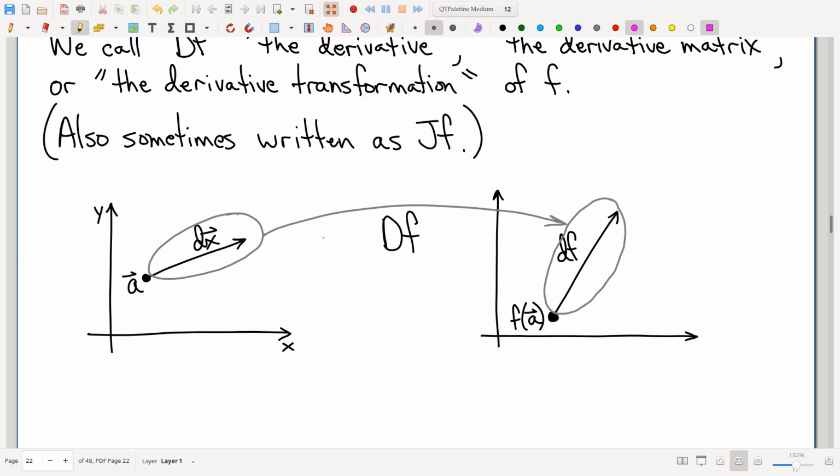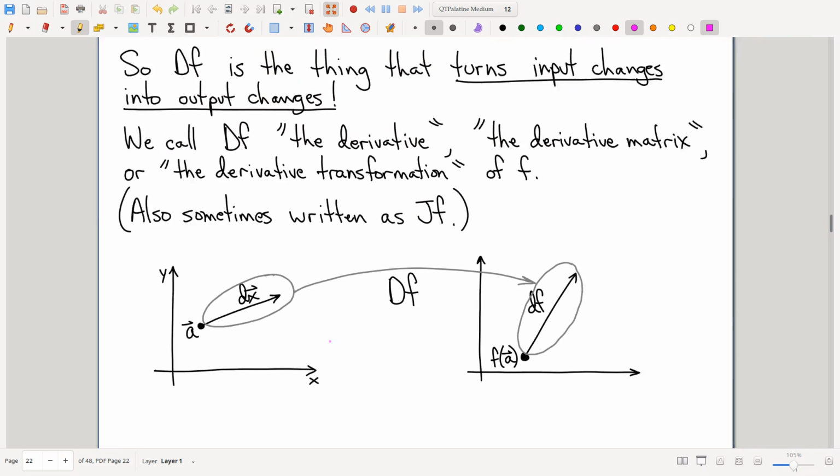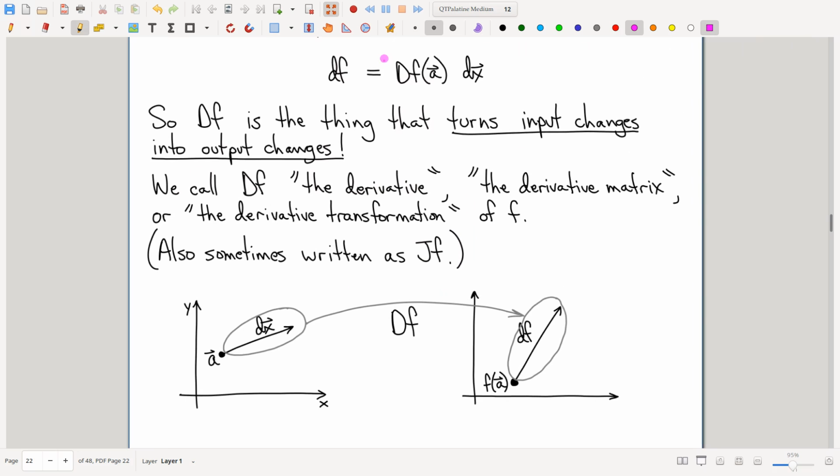Okay. So, picture what's going on geometrically when I write this down. That the DF matrix does this task. Well, keep in mind the input differential is a vector that represents a change in position. The output differential, DF, is a vector representing a change in the output value. And as drawn here, what DF does, big DF, is it turns that input differential into this output differential.